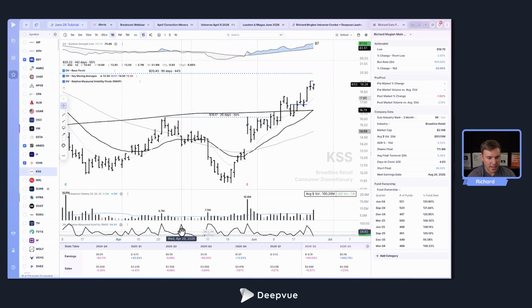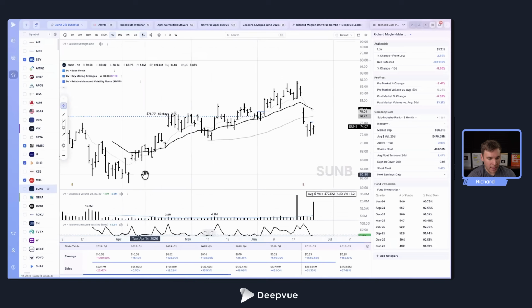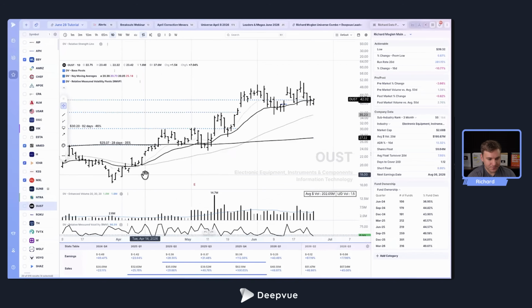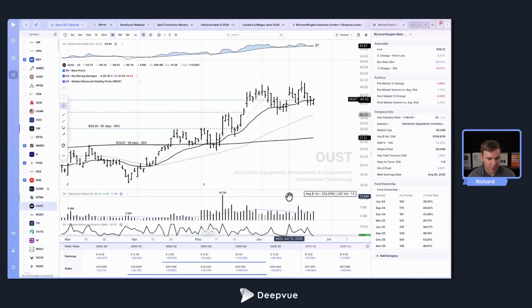KS, just kind of trending. MXL we'll add. This is like an example of prior strong move, now basing, and potentially setting up for a fresh breakout. Sunbee, just breaking down. Oost, I like the tight range. It's also sitting on a big base. We've got the base pivot indicator here, so we'll add that.